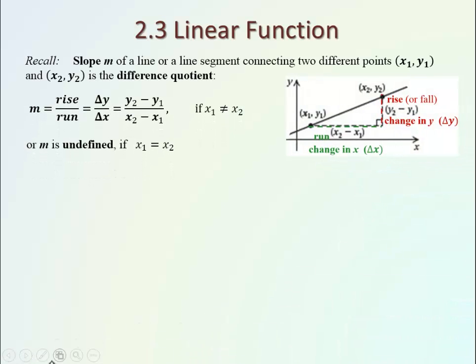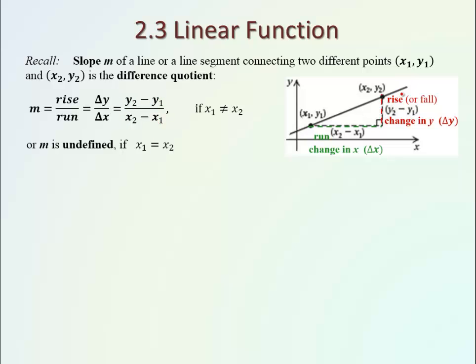In this lesson, we are going to review linear functions. Let's recall what a slope of a line is. Well, the slope of a line or a line segment connecting any two given points with coordinates x1, y1 and x2, y2 is the difference quotient. It's a quotient of two differences: the difference between y's and the difference between x coordinates.